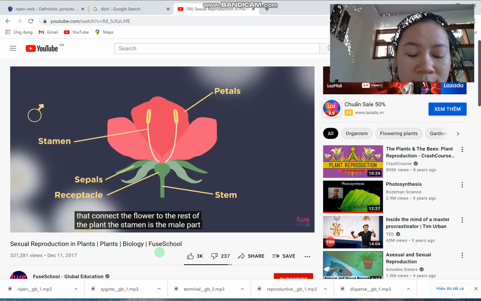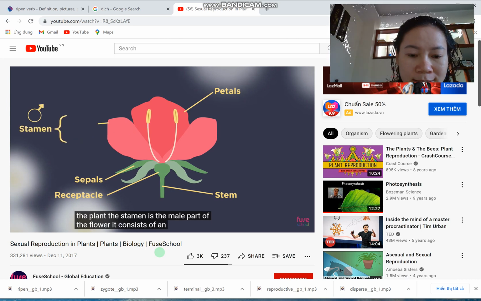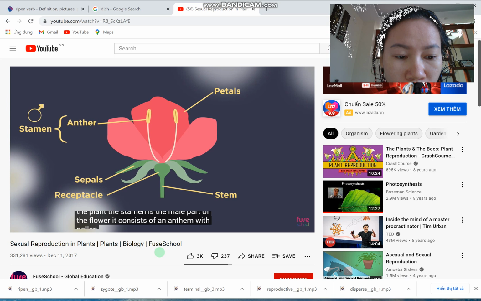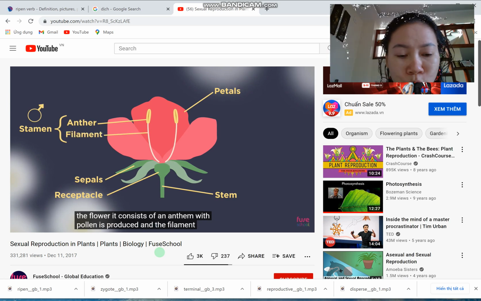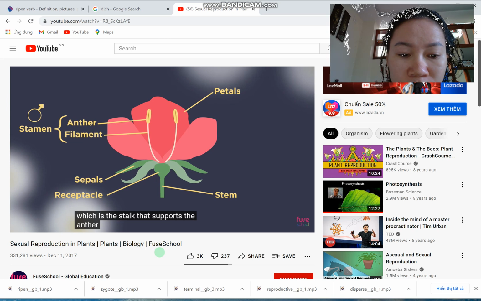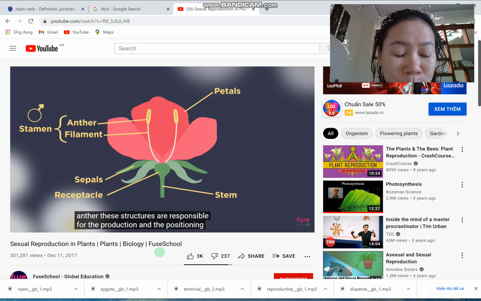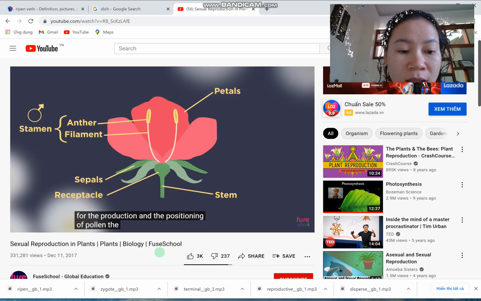The stamen is the male part of the flower. It consists of an anther, where pollen is produced, and the filament, which is the stalk that supports the anther. These structures are responsible for the production and the positioning of pollen.